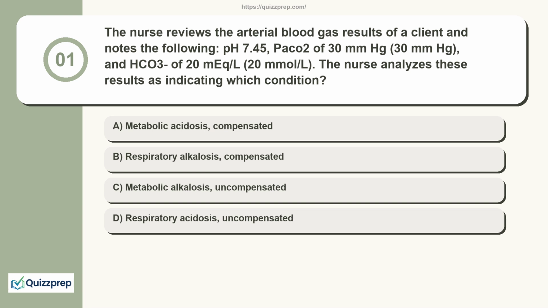Question 1. The nurse reviews the arterial blood gas results of a client and notes the following: pH 7.45, PaCO2 of 30 mm Hg, and HCO3 of 20 mEq/L. The nurse analyzes these results as indicating which condition: metabolic acidosis, compensated; respiratory alkalosis, compensated; metabolic alkalosis, uncompensated; respiratory acidosis, uncompensated.